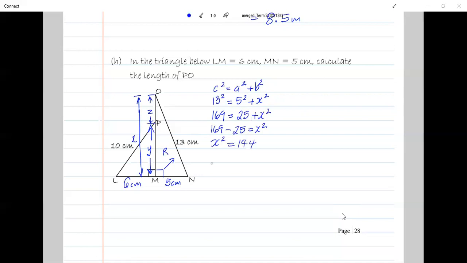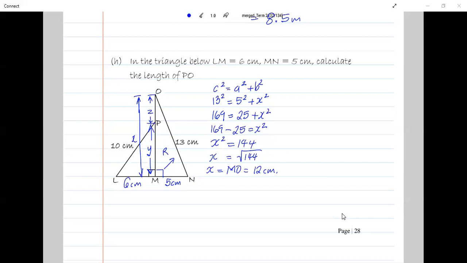The opposite of square is square root. So X would be equal to the square root of 144. So X, which is MO, is equal to 12 centimeters. So the length from M to O is 12 centimeters. Next, I need to get the length MP, which is Y. Now, MP is part of the triangle on the left.